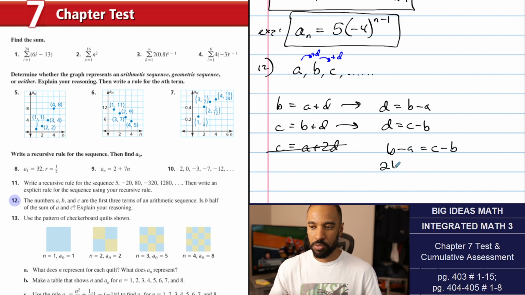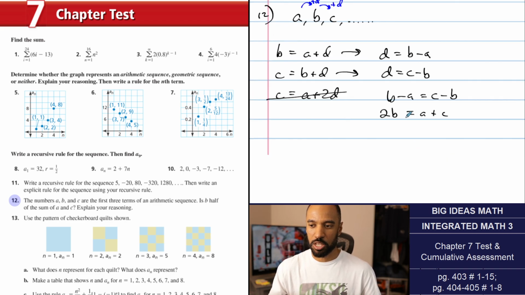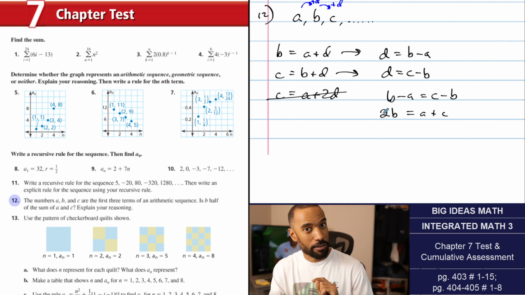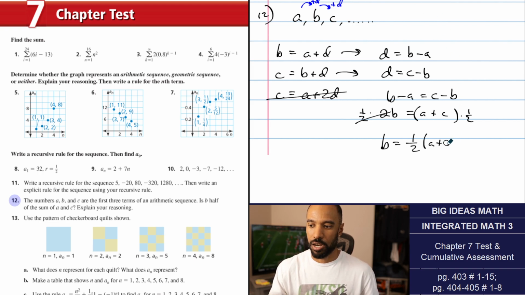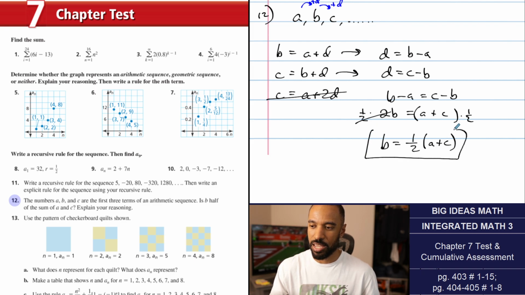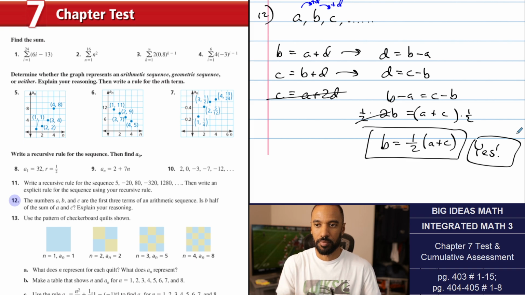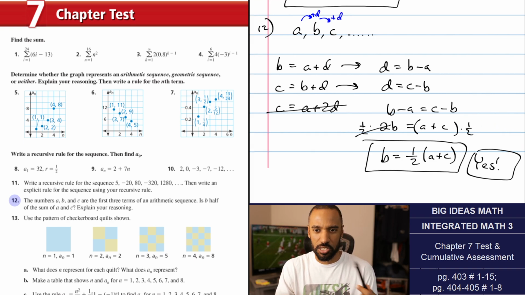Now, if I add B to both sides, if I add A to both sides, I get this. If I divide both sides by 2, or multiply by 1/2, then you get B equals 1/2 of A plus C. Whoops, that's a B. Another typo. What was the question? Is B half the sum of A and C? Yes, it is. That's without using any numbers or examples. That's just the idea behind it.